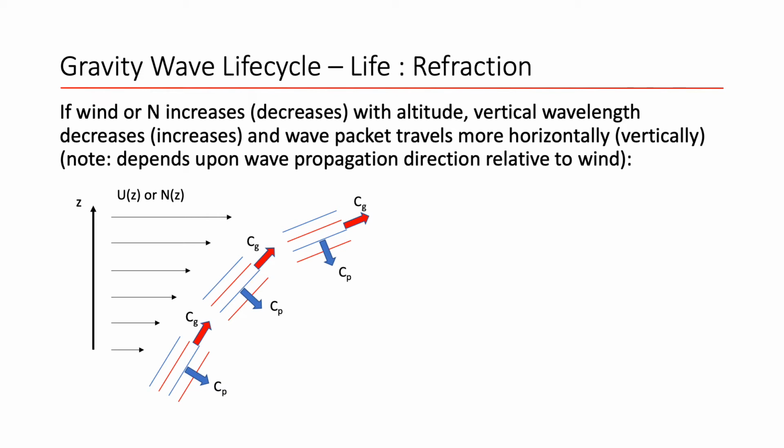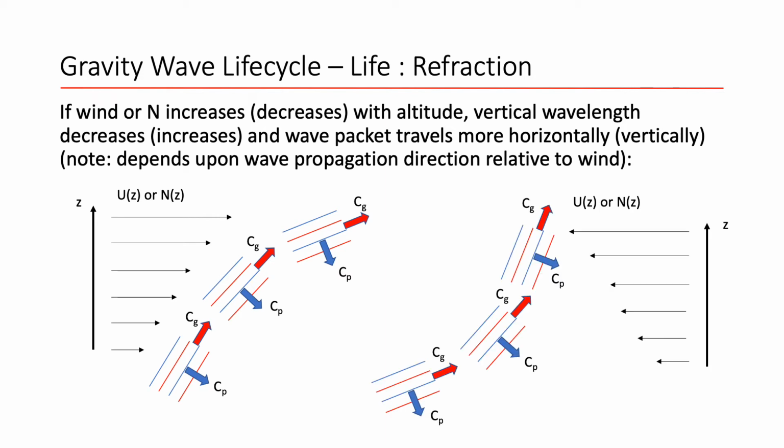Here we have a wave propagating up and to the right, and you can see as it encounters this wind which is increasing in the direction of wave propagation, then the wave is refracted to smaller vertical scales and more horizontal trajectories. In this case we have a wind which is opposing the wave propagation direction and increasing with altitude, and here the wave is refracted to larger vertical scales and starts to propagate more vertically, as denoted by the red arrow in the group velocity.